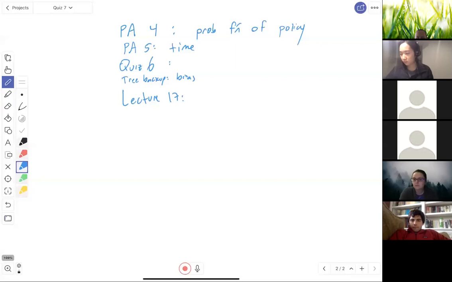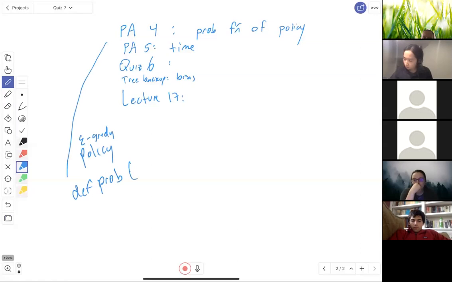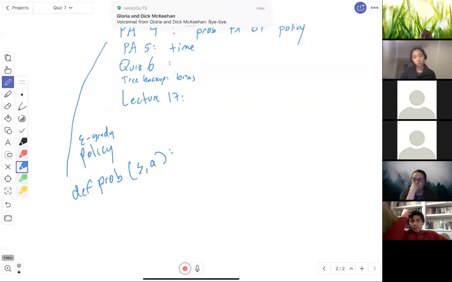Okay, so for Program Assignment 4, several people had an issue where the probability function in the policy, so this was an epsilon greedy policy, and there was a probability function, right, for what is it? It's a probability of an action given a state, as I remember, right? And so this should be, for an epsilon greedy algorithm, epsilon divided by the number of actions for the non-max action, or one minus epsilon plus epsilon over the number of actions for the last one. But anyway, here's what people did.